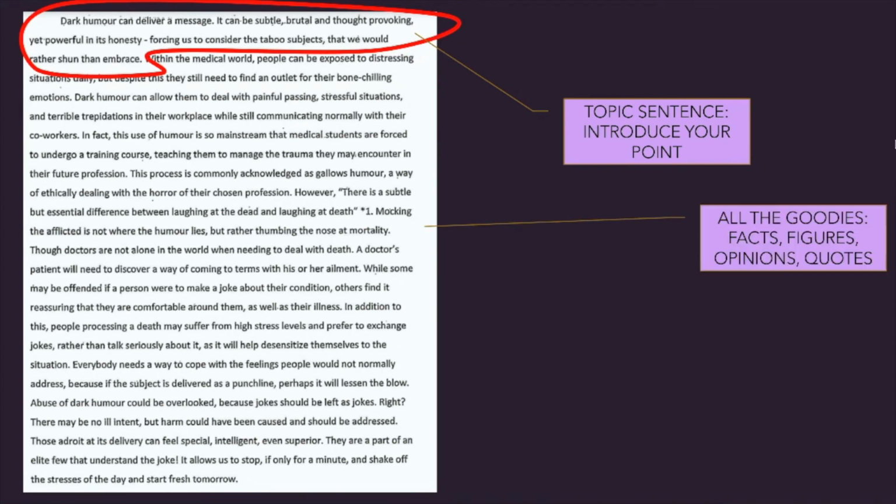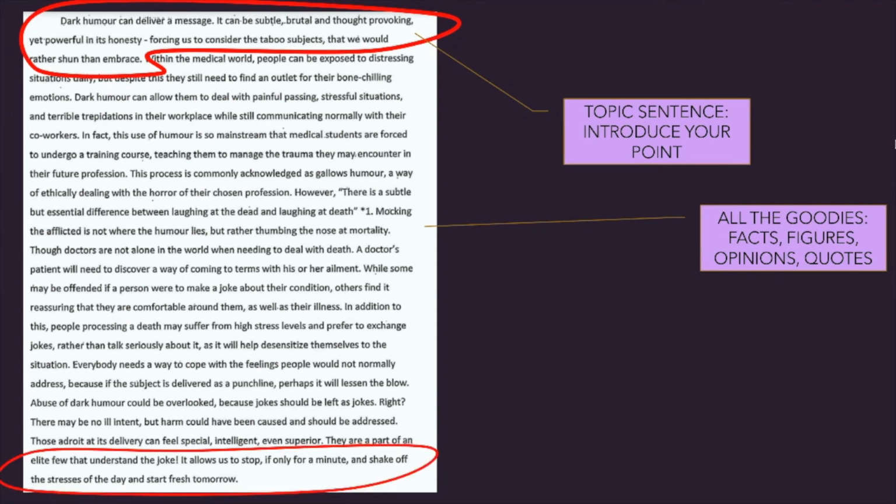Then in the middle, we've got all the goodies. He's talking about how dark humour can be used by people in the medical profession to laugh at something as serious as death. Are there facts? Yep. Are there figures? Don't think so. Opinions? Lots of them. Quotes? Yep, there's a quote in the middle there.